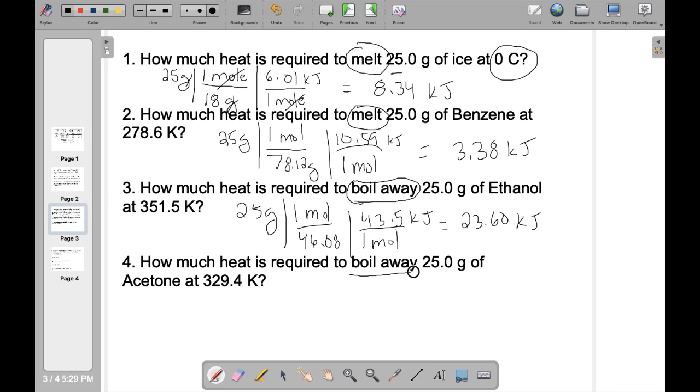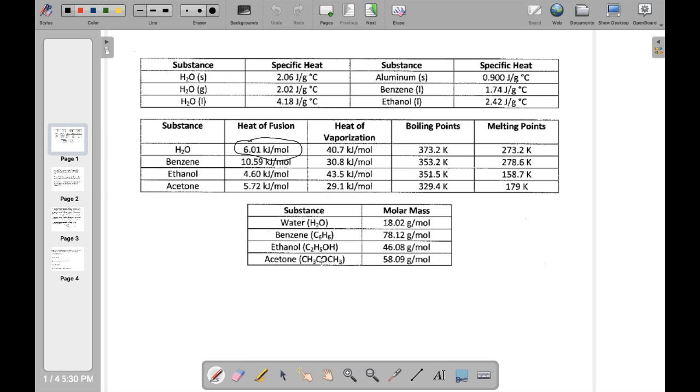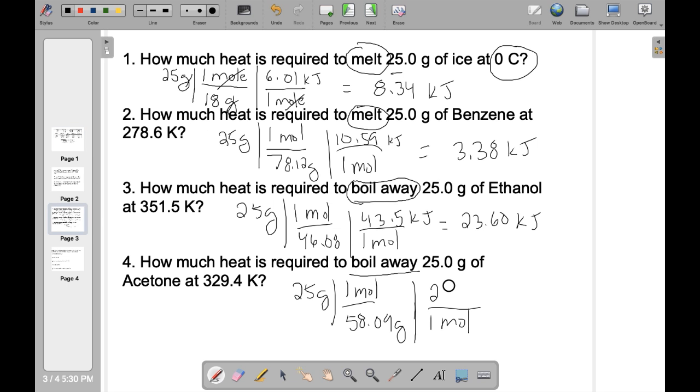And they're asking me the same question here. How much heat is required to boil away 25 grams of acetone? 25 grams, 1 mole. Let's find the molar mass of acetone, 58.09 grams, 1 mole. Let's find the heat of vaporization. Acetone. The heat of vaporization is 29.1 kilojoules per mole. Do the math, and I'll end up with somewhere around 12.48 kilojoules.